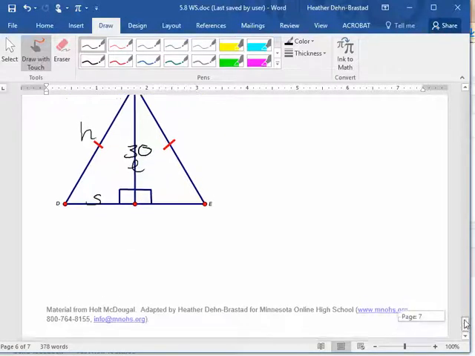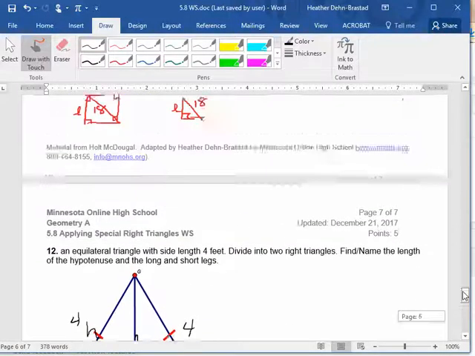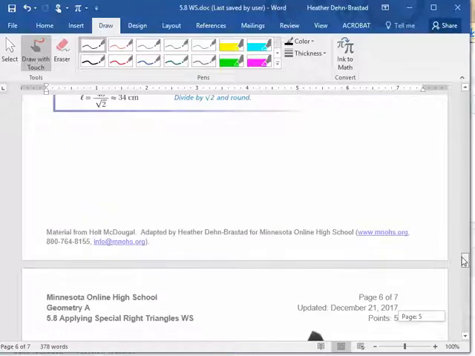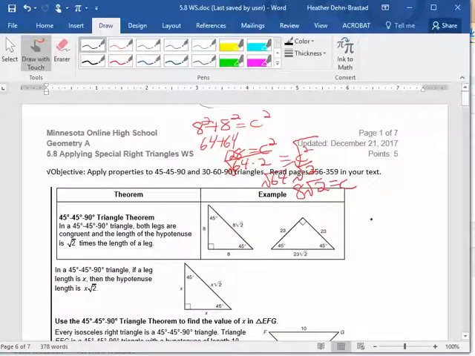If you have any questions on this, let me know, and we will continue to use these for the rest of the year, so do pay attention to these theorems. It'll save you a lot of time in the long run if you learn these shortcut theorems.